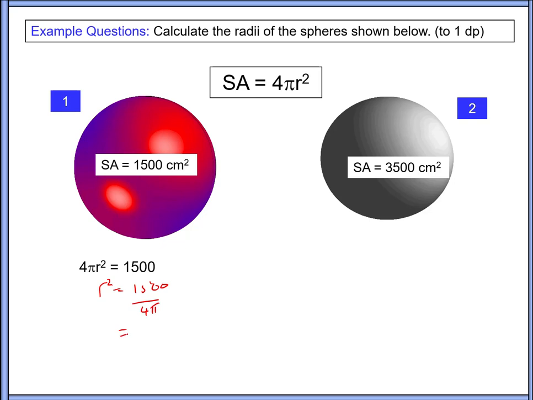On your calculator, and that gives you r squared. So to find r, we have to find the square root of all that. It'll be 10.9 centimeters. I want you to click pause and repeat that for question 2. Off you go.